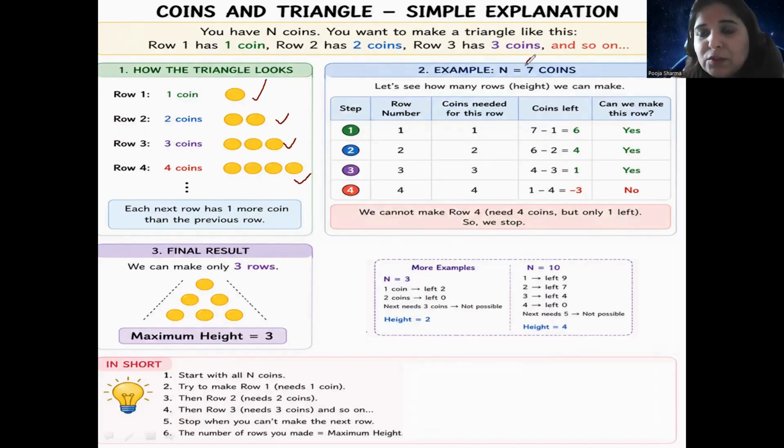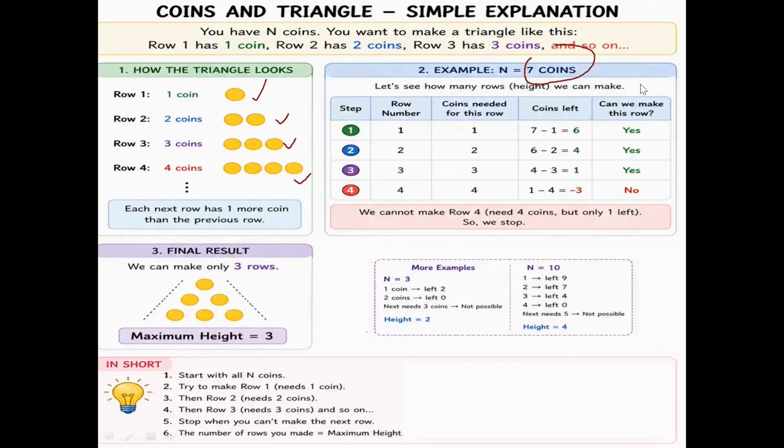Here, you have 7 coins. So how will you make a triangle? Simply, in the first row, I can have only one coin. So 7 minus 1 will give me 6. Can we move on with the next row? Yes, we can. In the second row, you have to have 2 coins. So 6 minus 2 will give you 4.